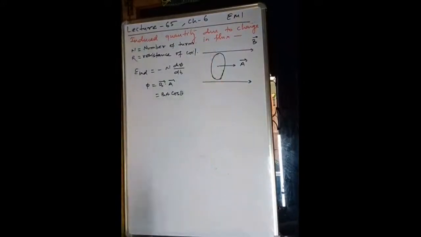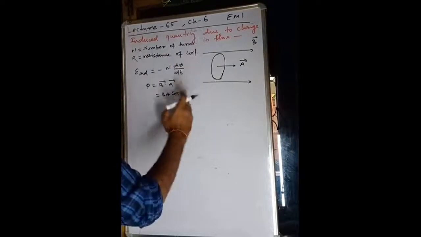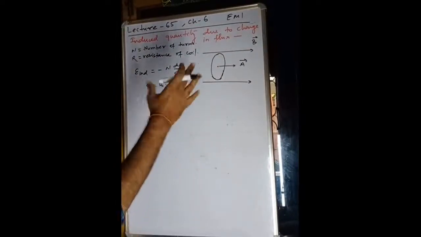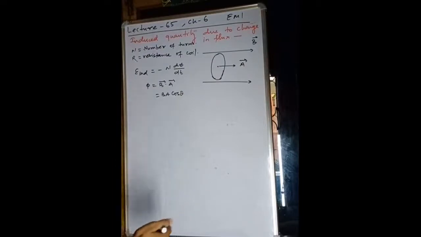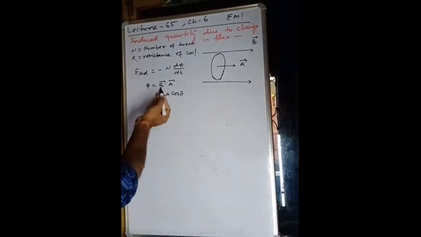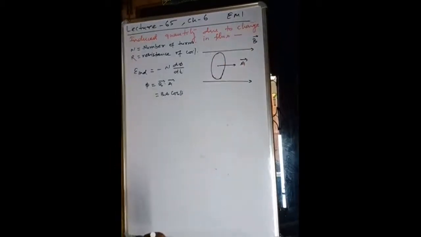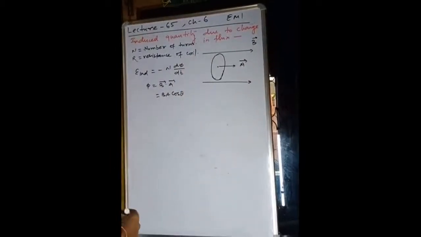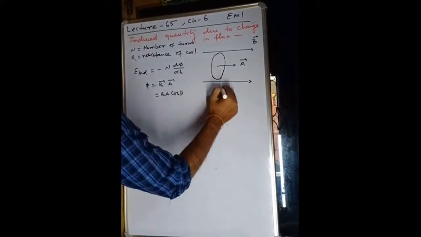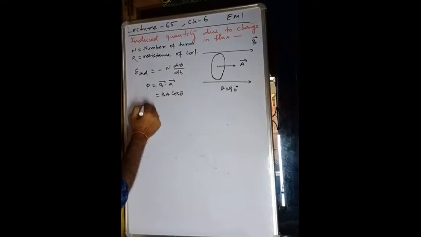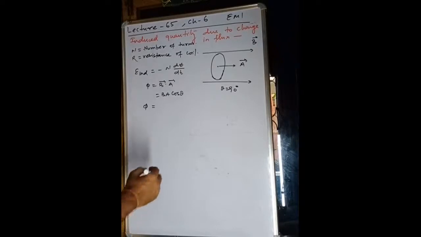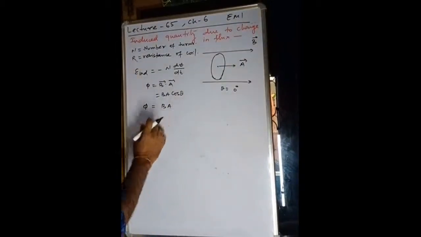My dear students, if this coil is in a static state, not moving, and only the magnetic field is changing, then the flux changes. Remember, to change the flux, we can change the area, we can change the magnetic field, or we can change the orientation of the coil, that is, it can rotate. So here we are changing the magnetic field. If theta is 0 degree, then the flux is B times A.